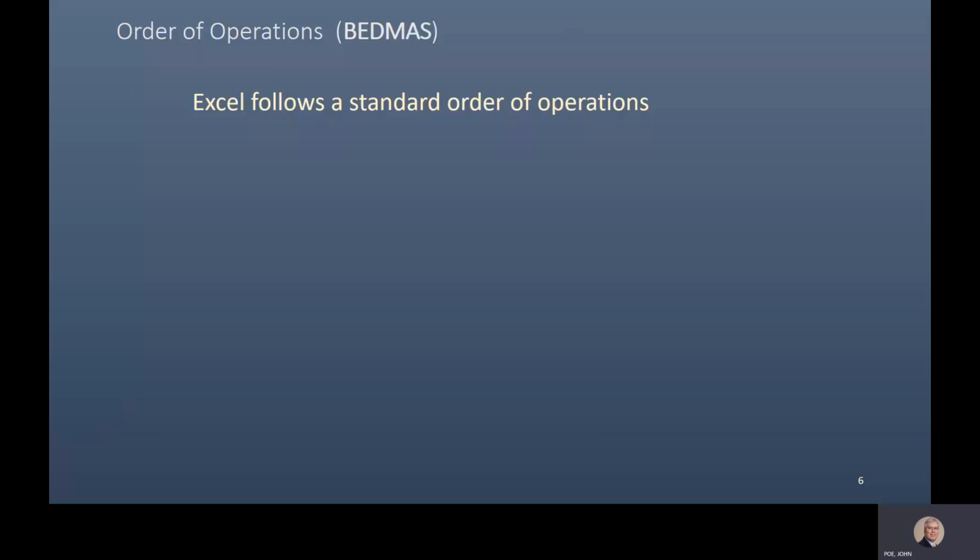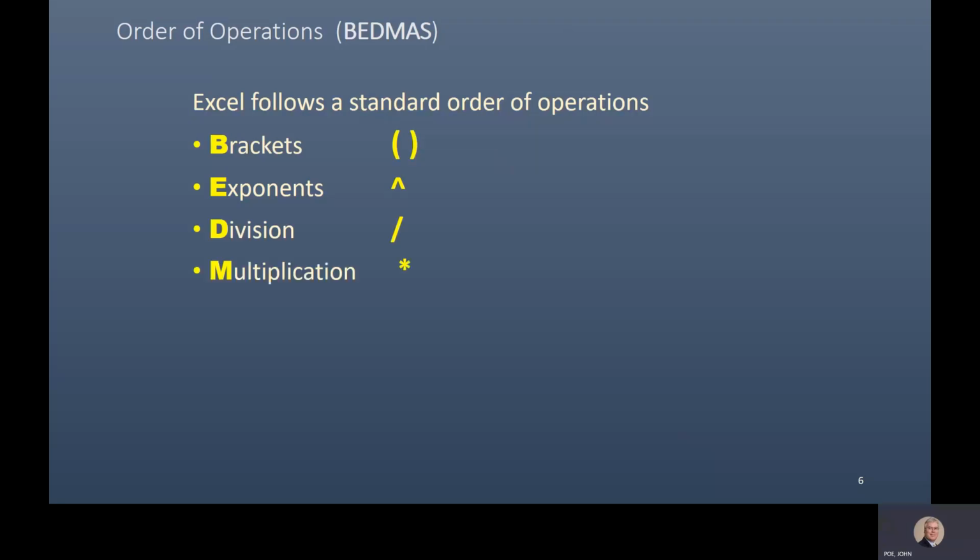Excel has a standard order of operations that it uses in order to do calculations. Brackets override all other calculations that are being done. Exponents, the thing we probably use the least, but it comes up as the highest in the hierarchy. It'll be done first. Then division and multiplication, then addition and subtraction.